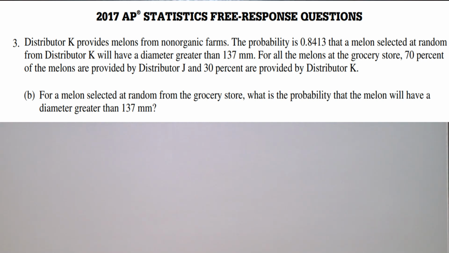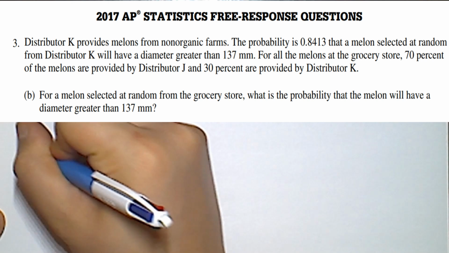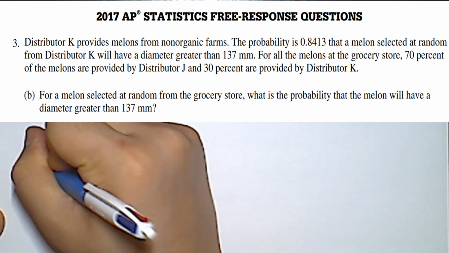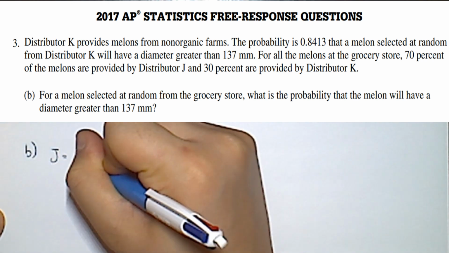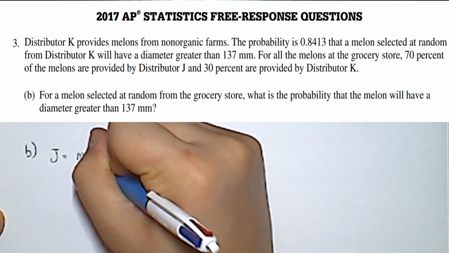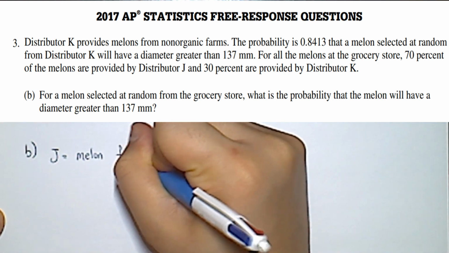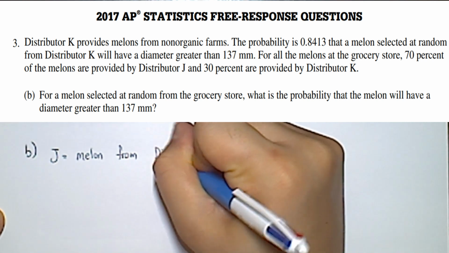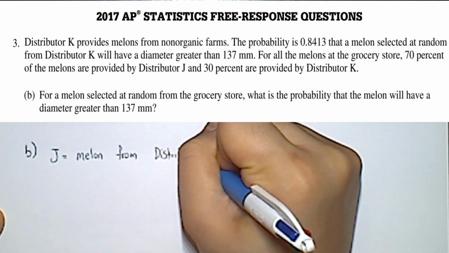Now here's a question. Part B. A melon is selected at random from the grocery store. What is the probability that the melon will have a diameter greater than 137 millimeters? Once again, let's start with notating some of the variables. I'm going to say J is the melon from distributor J.